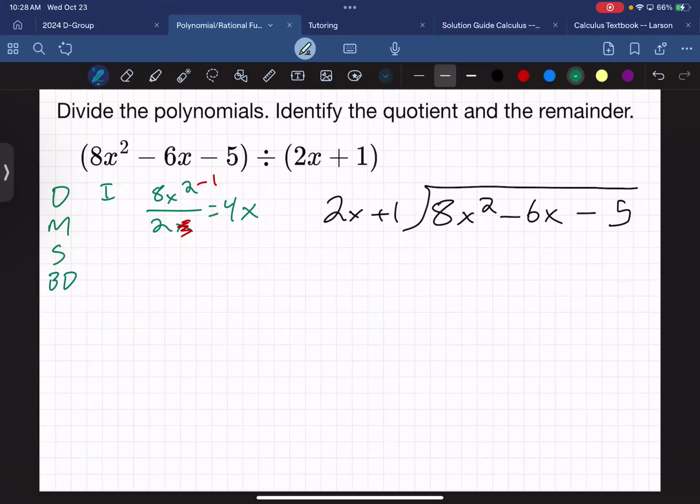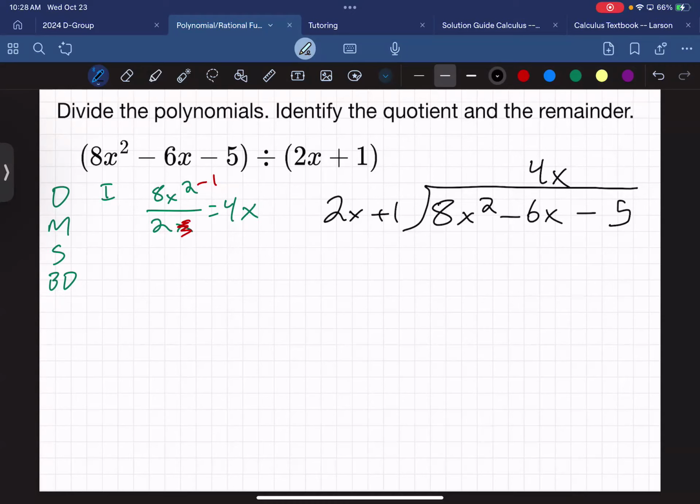Now, why am I putting this here, though? It's not the tens place here, right? But what's right below it? So what do we call that when we have 4x and 6x? When I put them together, they're what? Like terms, right? So as we deal with this, we put it over our like terms.